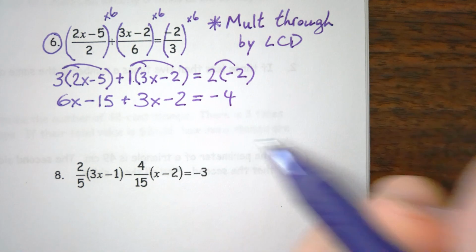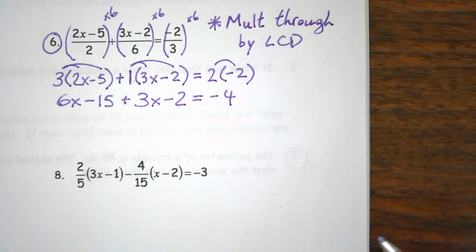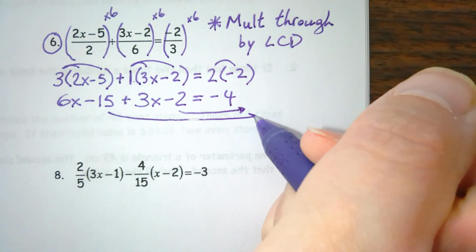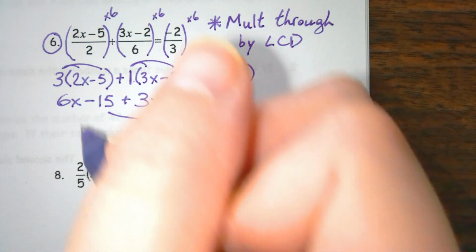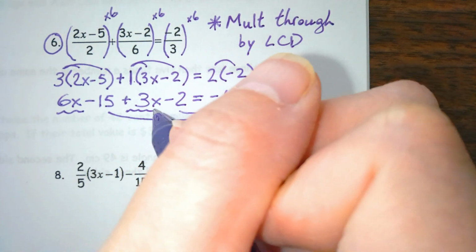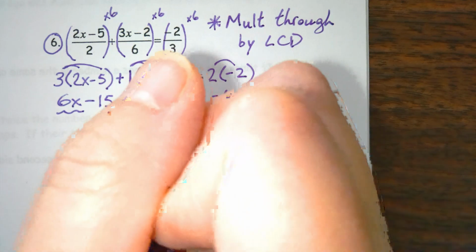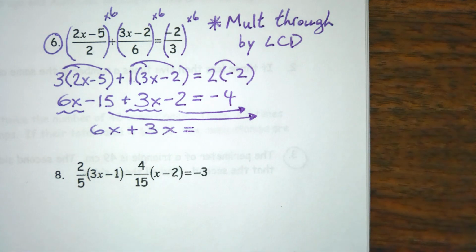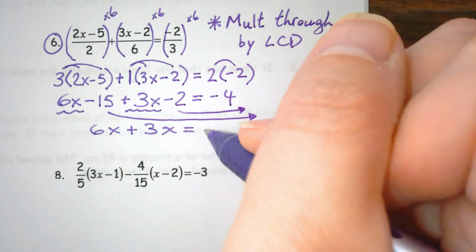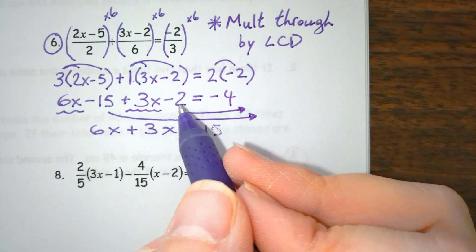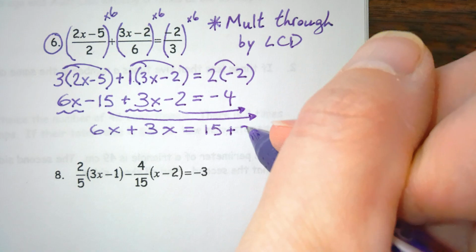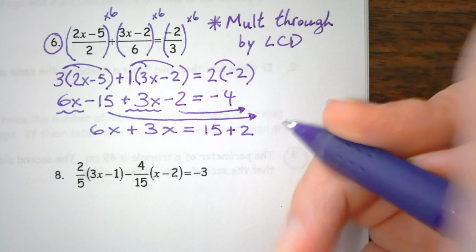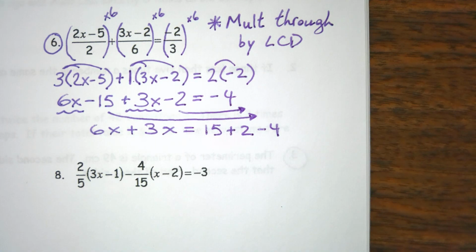I'm keeping the letters to the left and only moving the numbers to the right. So what's on the left side then? Yeah, so 6x and 3x. Good. And then what's on the right side? Good, so 15. And then what about the negative 2? And what's on the right side that you keep? That's it. See, he did it. Good.